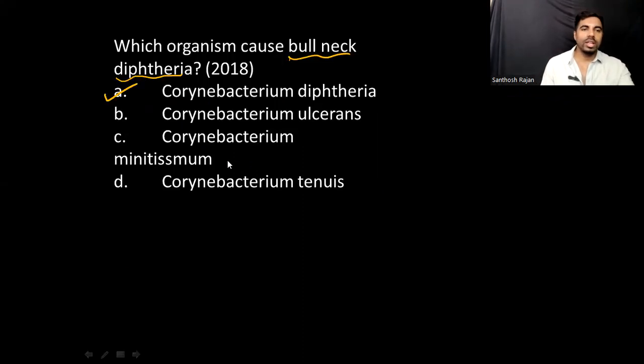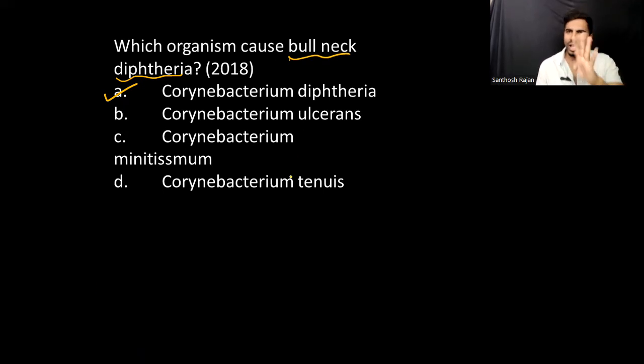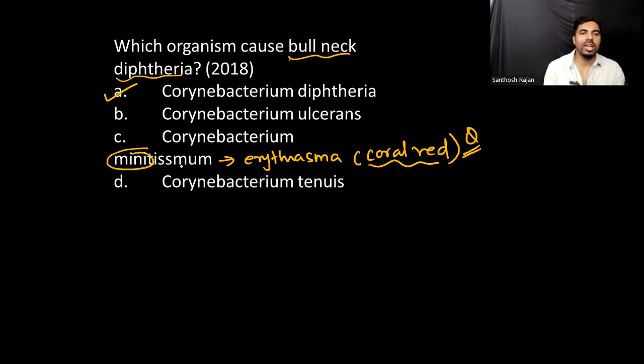And what about other things? Apart from Corynebacterium diphtheriae itself, a few other microbes they might ask. One is Corynebacterium minutissimum. This causes a rash called erythrasma, which under special UV, that fluorescent light, gives a coral red color. It is the special fluorescent Wood's light they use in dermatology, and it looks coral red. That can be asked. Which organism causes erythrasma? Corynebacterium minutissimum.